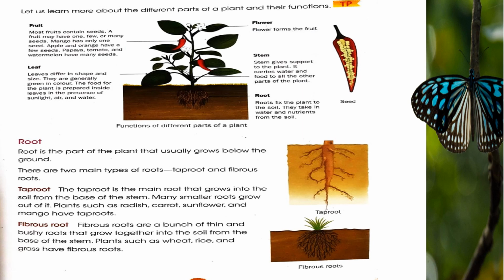Root. Root is the part of the plant that usually grows below the ground. There are two main types of roots: taproot and fibrous root. Taproot. The taproot is the main root that grows into the soil from the base of the stem. Many smaller roots grow out of it. Plants such as radish, carrot, sunflower, and mango have taproots. Fibrous root. Fibrous roots are a bunch of thin and bushy roots that grow together in the soil from the base of the stem. Plants such as wheat, rice, and grass have fibrous roots.